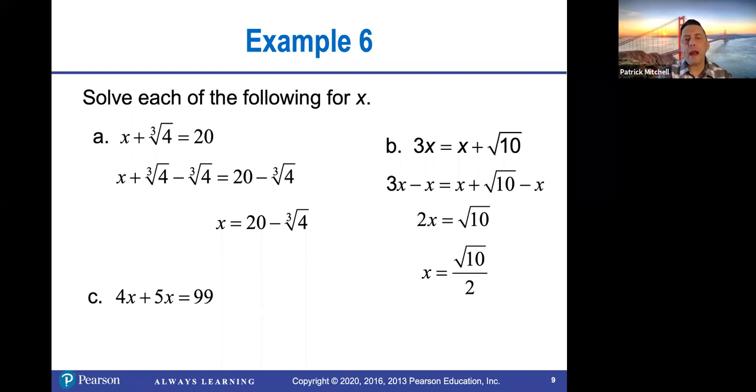Next, we have 4x plus 5x equals 99. Maybe we should have started with this one. All right. 4x plus 5x simplifies to 9x. And if 9x equals 99, that must mean x equals 11.